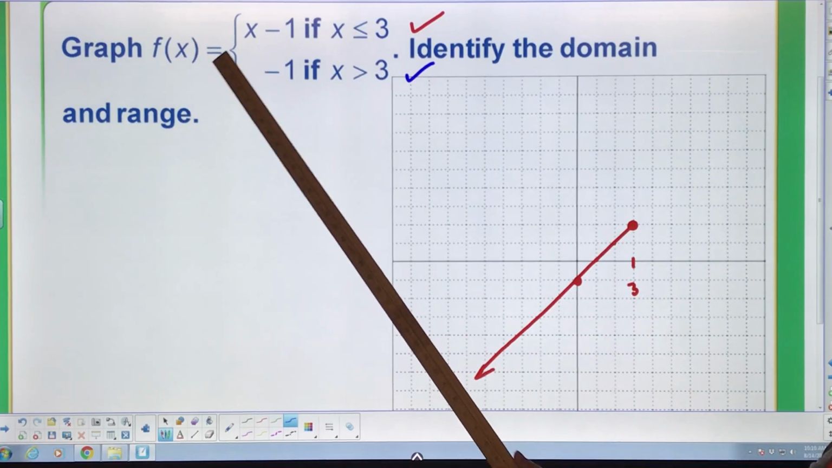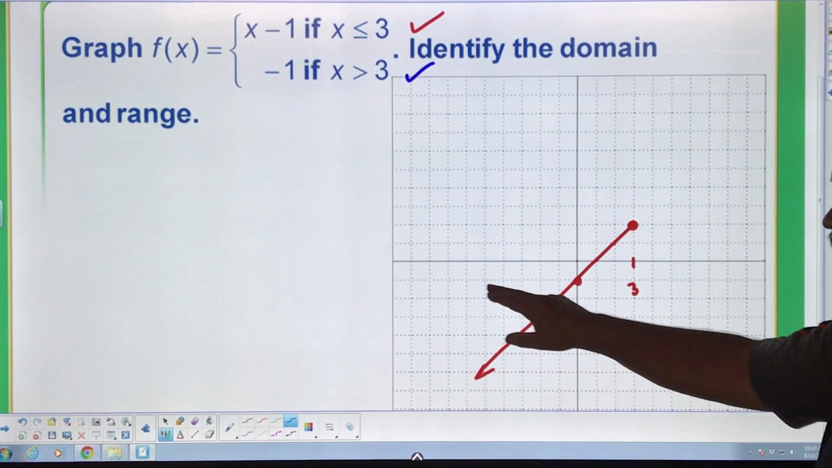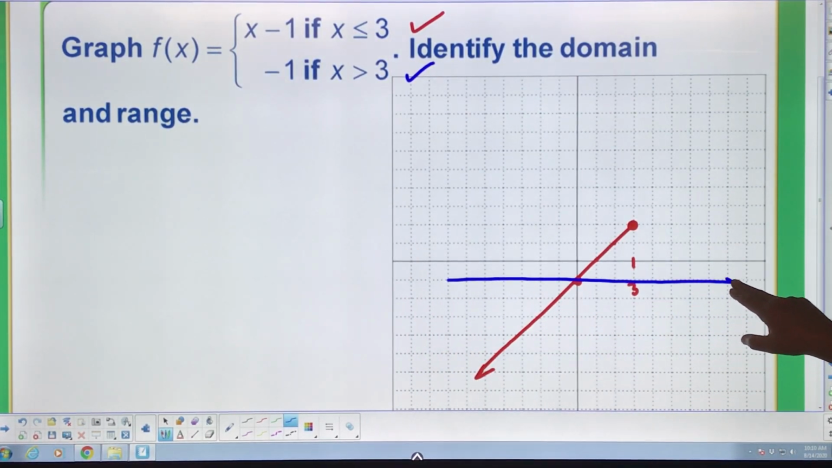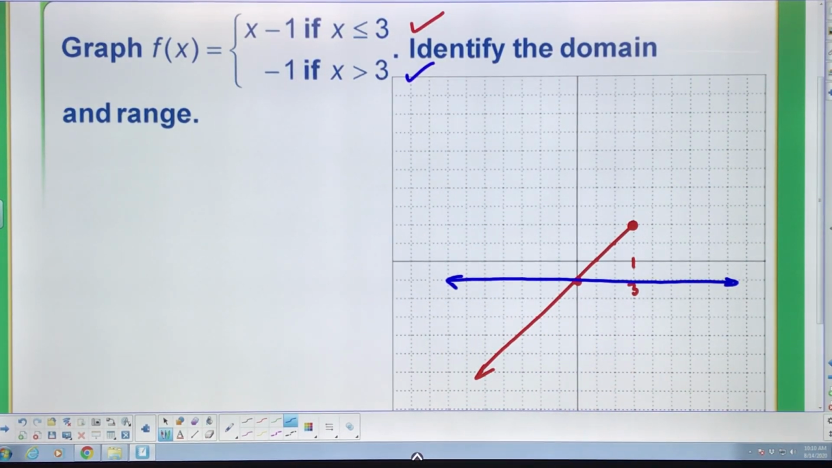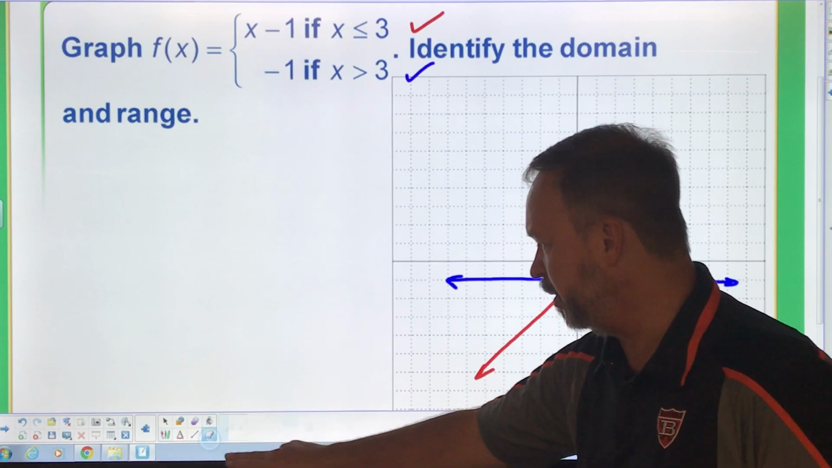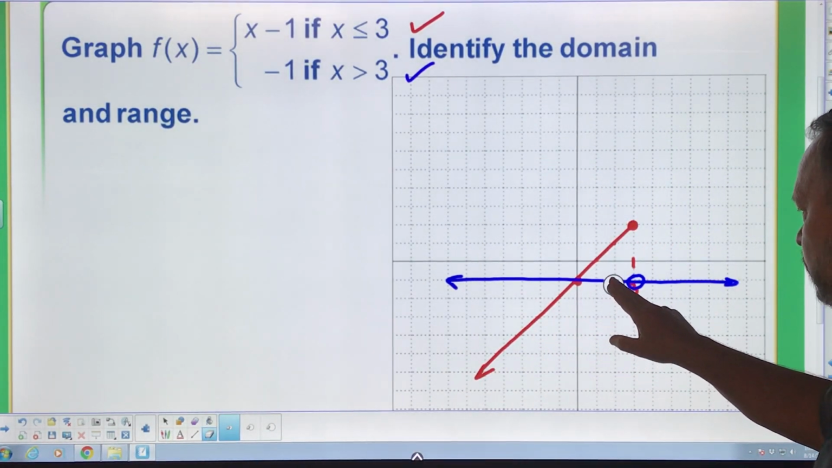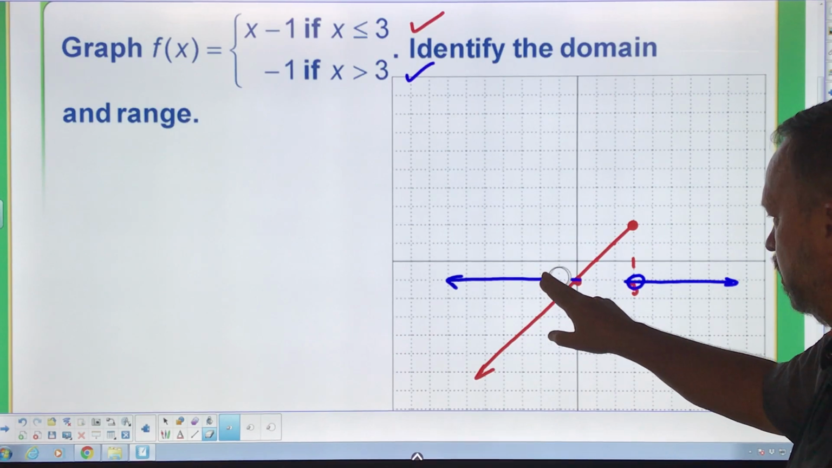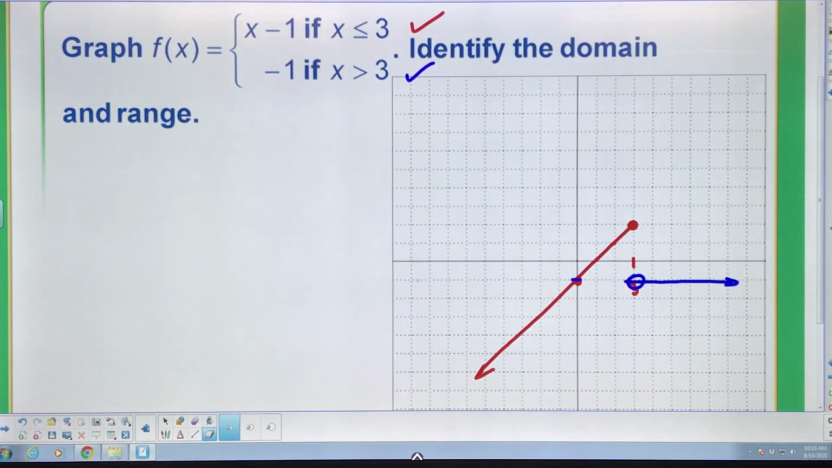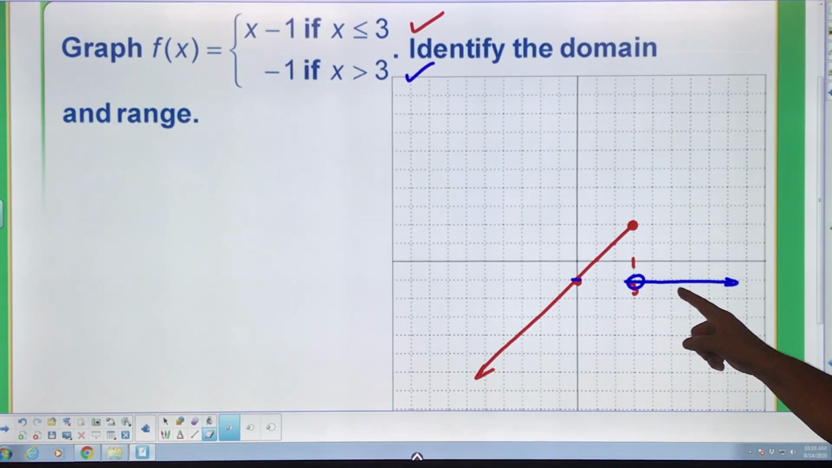Next, I'll do this one. And it says f of x is -1 or y is -1. That occurs here. But it says, wait a minute, it only happens from here over. So that's from here over, but it doesn't include here, so I have an open circle. And then I'm not going to be able to erase it all exactly cutefully, but you'll get the picture. It can only happen when x is 3 or bigger. Actually, it can't happen when x is 3. That's why it's an open circle.